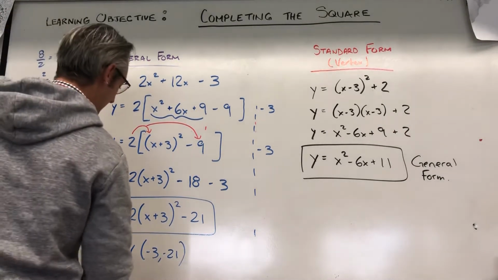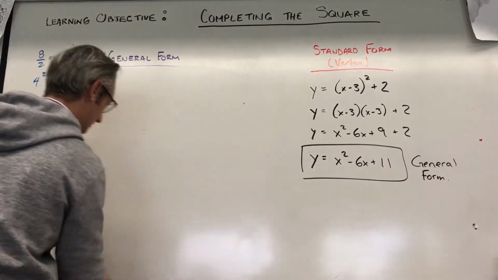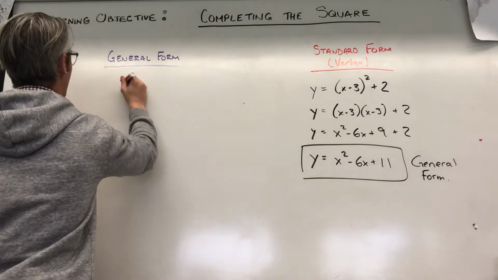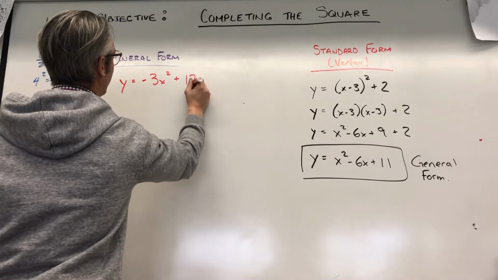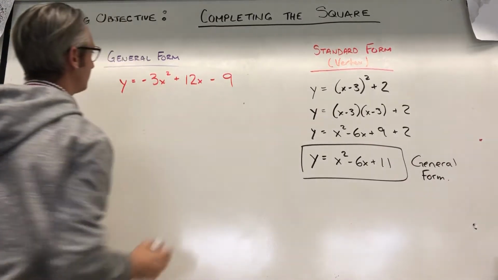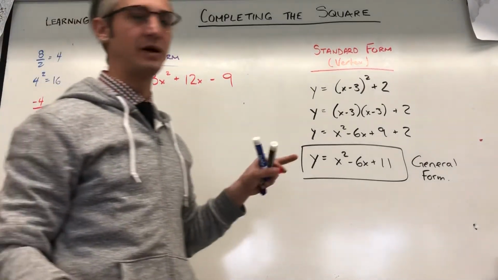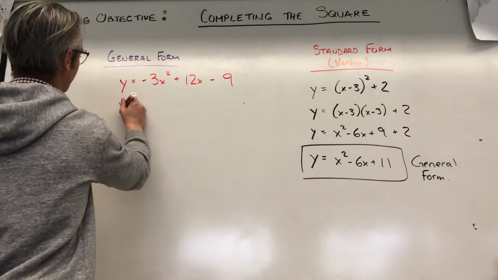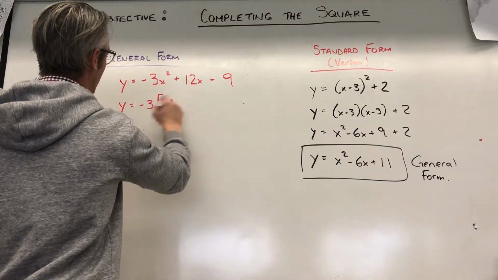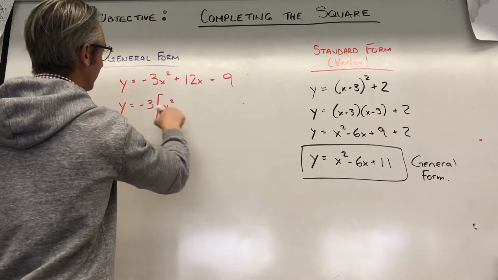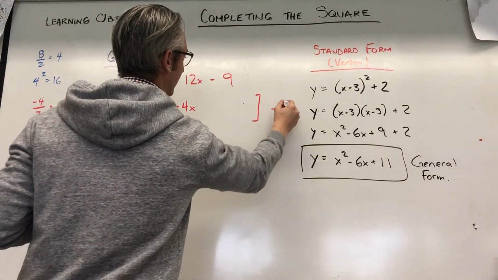Okay, one last example, combining all the different cases here. So let's do, I've got y is equal to negative 3x squared plus 12x minus 9. Okay? So, first thing, I don't want anything in front of my x squared, so I'm going to pull out negative 3. Negative 3, open it up. I have x squared. Negative 3 times what gives me 12x? Negative 3 times negative 4x gives me positive 12x. And then I can pull out this 9 over here.